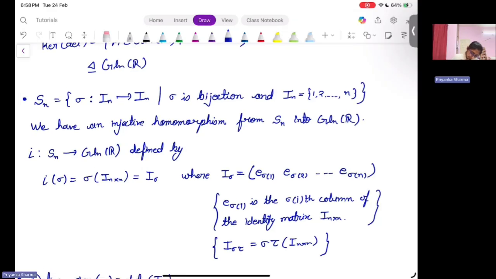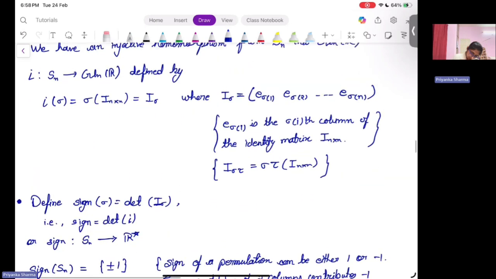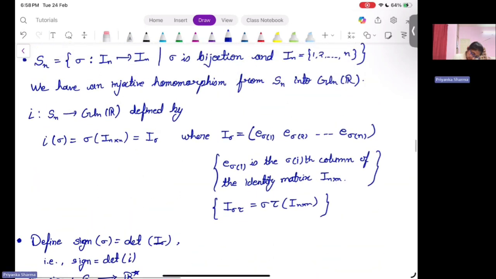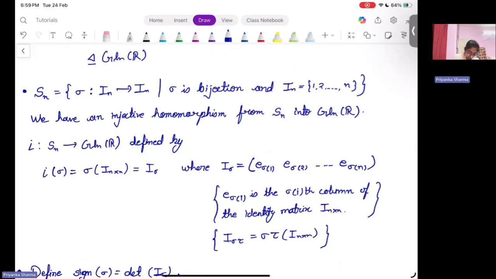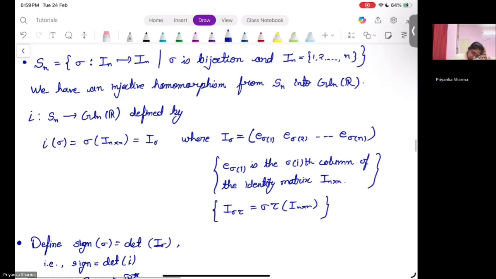If we denote it by iota, so what will be the form of this? This iota of some element sigma, this will be given as this sigma of I n by n. Okay, so actually in GLNR, we have matrices. So for this, we consider the identity matrix.